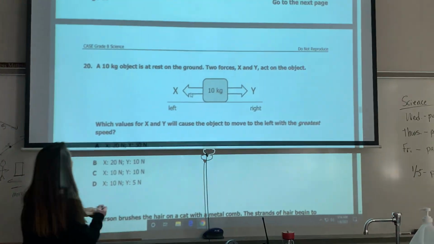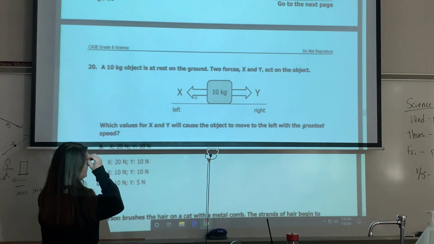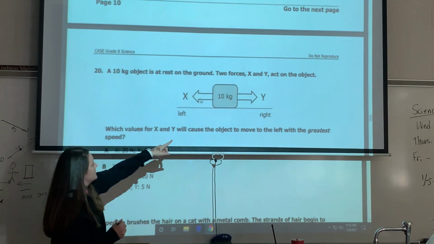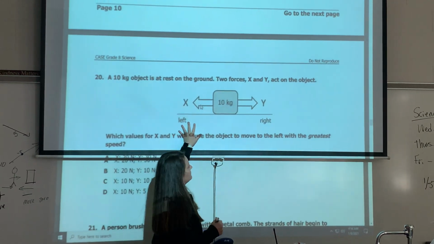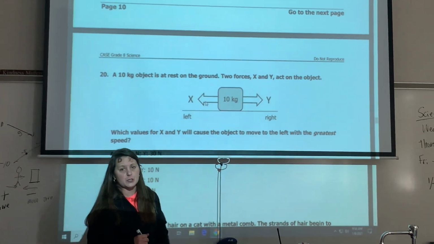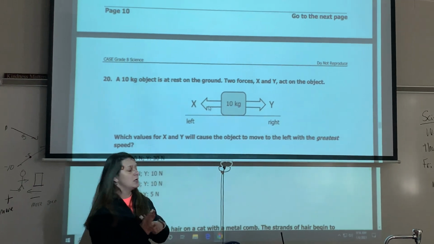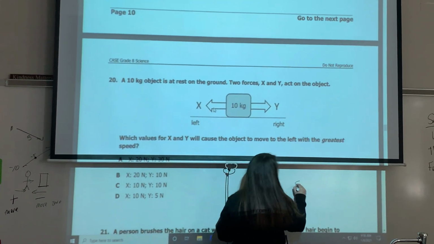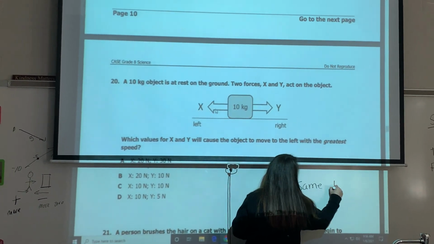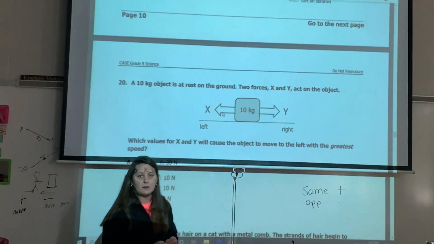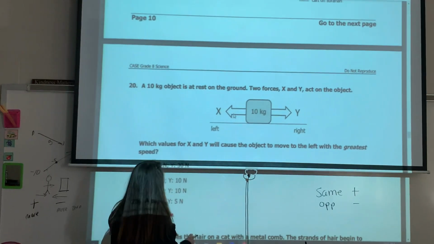Okay, so we have this box of 10 kilograms, and we have a right and a left, so we know that they're going opposite directions. If they're going opposite directions, you subtract. If they're going the same direction, you're going to add. So think of it like this: same direction, you add. If they're opposite, you subtract. We did that the very first 2 weeks of school. We had a worksheet on that.